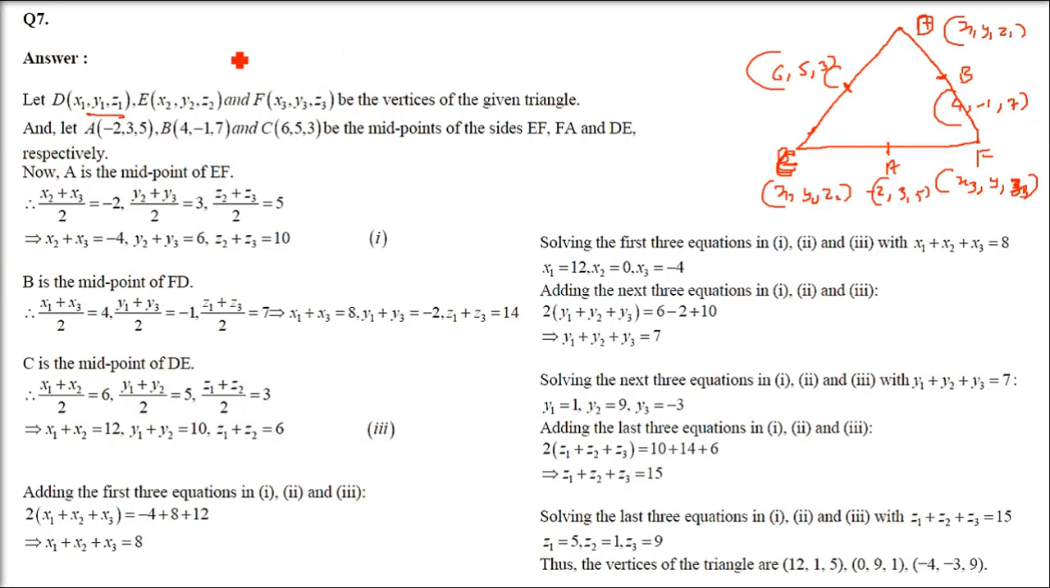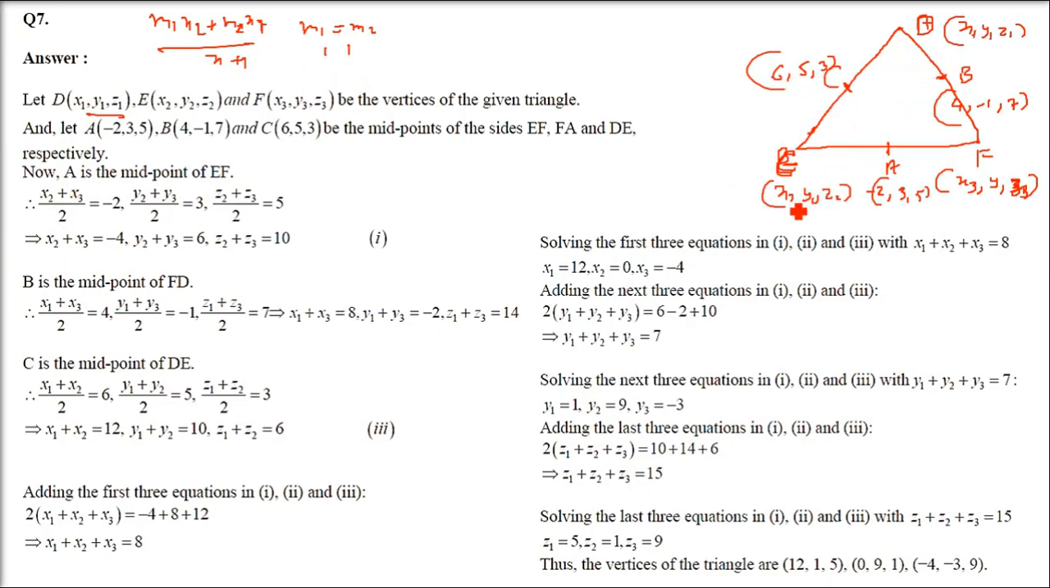I told you the formula in the first question. M1 is 1, M2 is 1 here. That is (M1 x2 plus M2 x1) divided by (M1 plus M2), if you remember. So this M1 and M2 are equal, it is 1. So it will be simply (x1 plus x2) by 2.